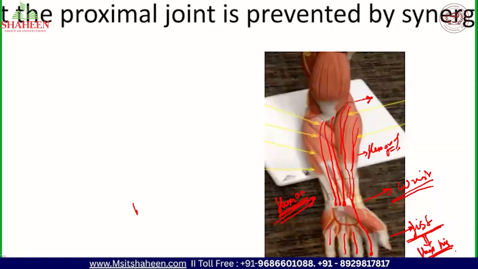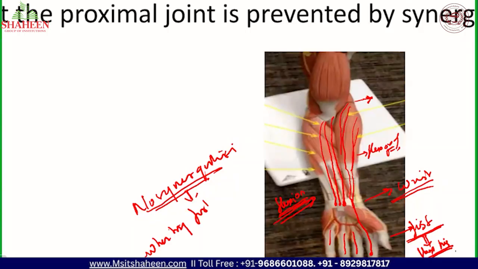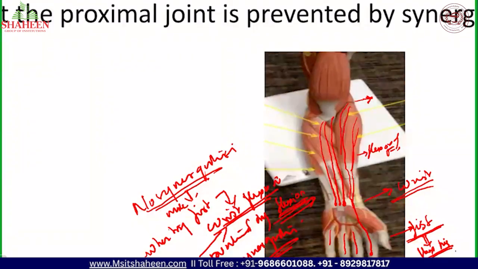If there is no synergistic muscle, when you try to make a fist, what will happen? Your wrist will also undergo flexion. This flexion is prevented by the synergistic muscle. Got it? Yes, ma'am.